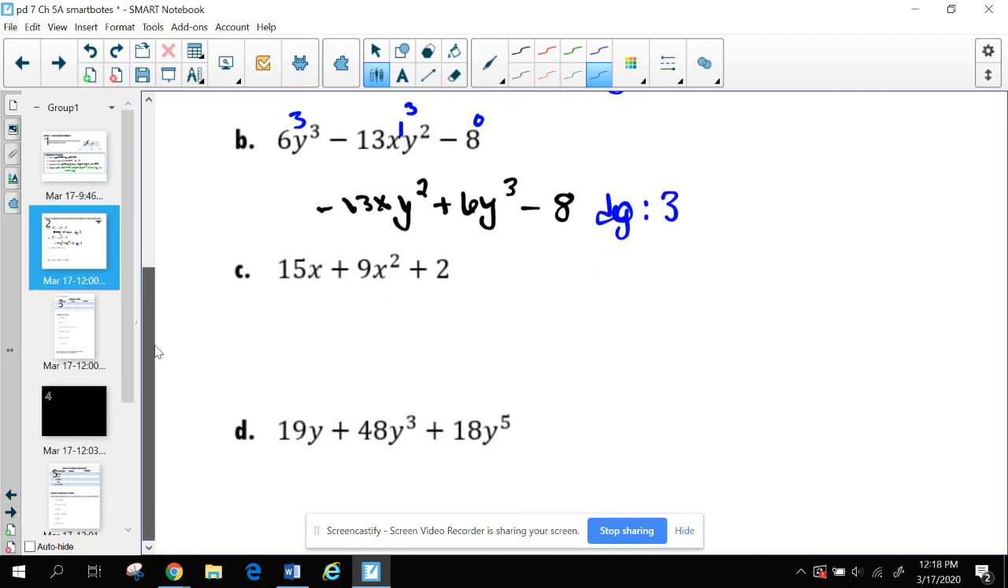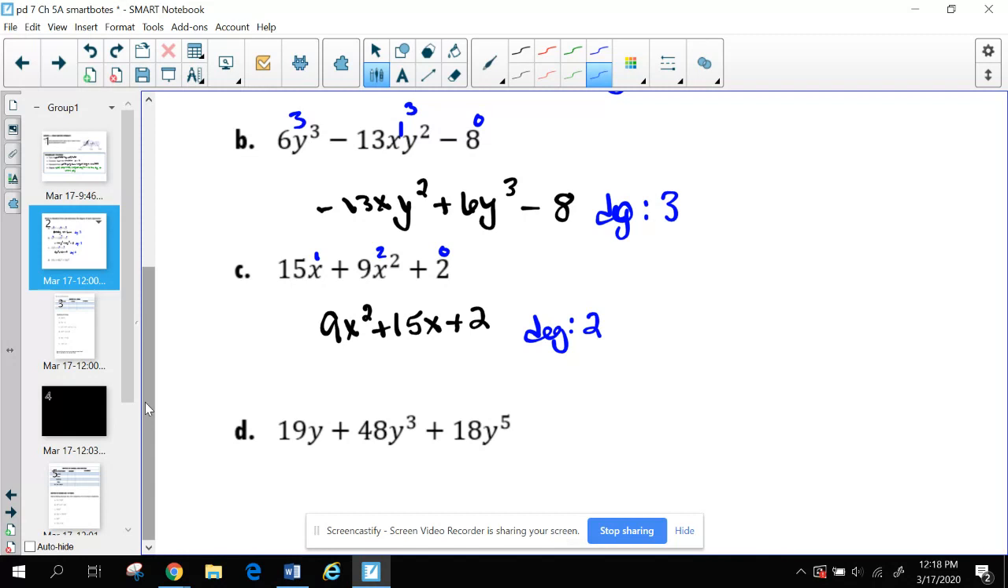On example C, we look at our degrees first to make sure if it's in standard form or not. This is a degree of 1, 2 and 0, so we have to put those in the correct order. So this one in standard form should be 9x squared plus 15x plus 2. Then if I look at my degree, the degree of the very largest term over here is 2. So we'd say this has a degree of 2.